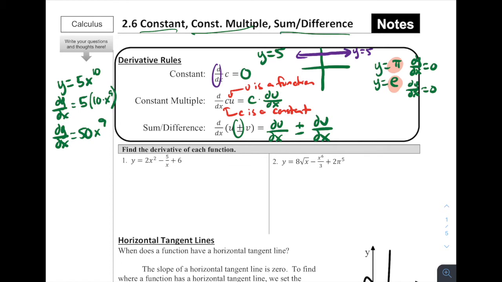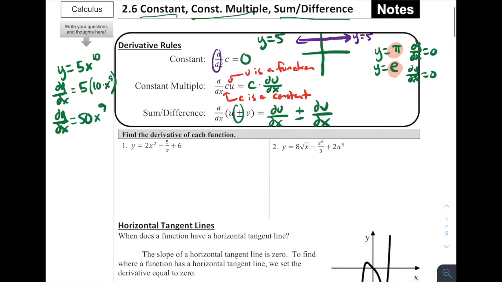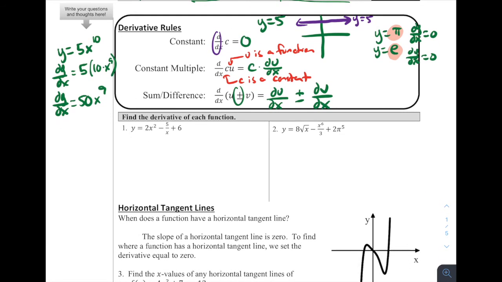Great. So those are going to be our derivative rules for today. Let's try these out. We've got that y is equal to 2x squared minus 5 over x plus 6. Similar to our last lesson, I would encourage you, if this is not written with exponents, to rewrite this so we can use the power rule. So 2x squared is fine, but that negative 5 over x, we know we can rewrite as negative 5 times x to the negative 1 power, plus the 6 that's on the end.